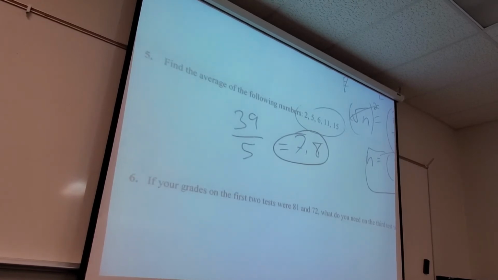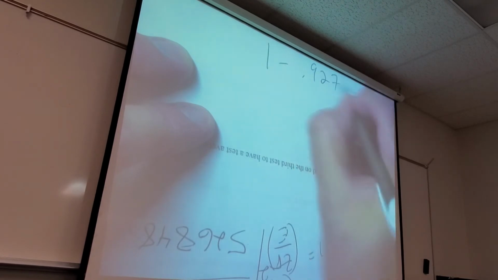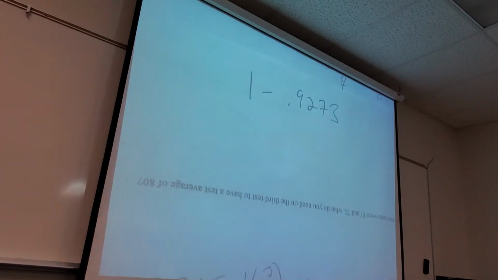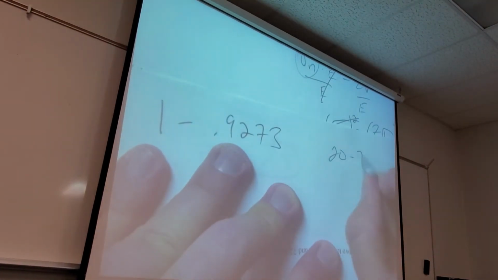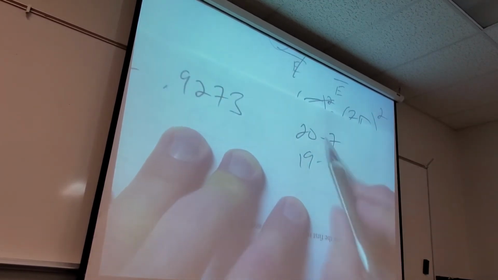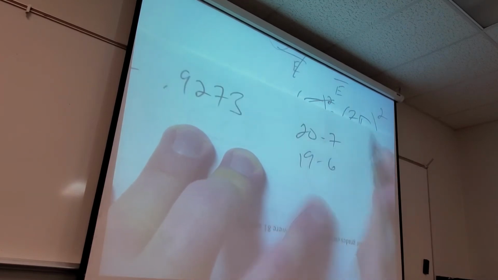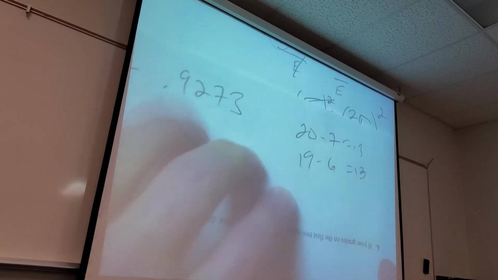While I'm thinking about it, here's something else you might like to know. If I had to do 1 minus 0.9273, in fact, let me start here. What's 20 minus 7? 13. What's 19 minus 6? Of course, it's the same math. They're both 13, because if I move 20 down 1 and 7 down 1, they're still 13 apart, right?